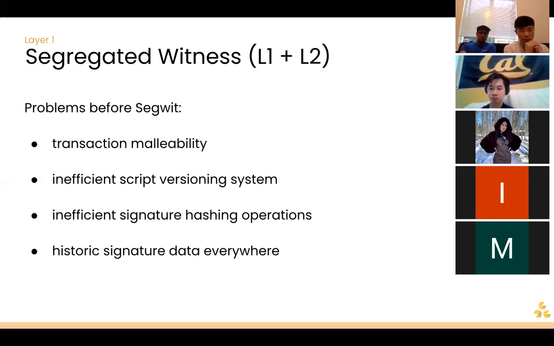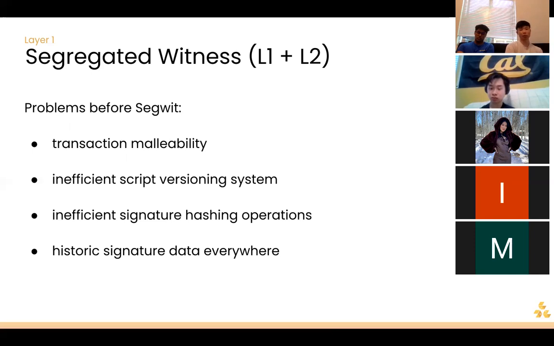In addition to transaction malleability, SegWit also fixes a very inefficient script versioning system, which we'll talk about later. The script versioning system just refers to how Bitcoin scripts were updated. Bitcoin script is kind of like a programming language in and of itself, and programming languages change over time, and the same thing happens with Bitcoin scripts. But the updating process was very inefficient and very hard to actually use.